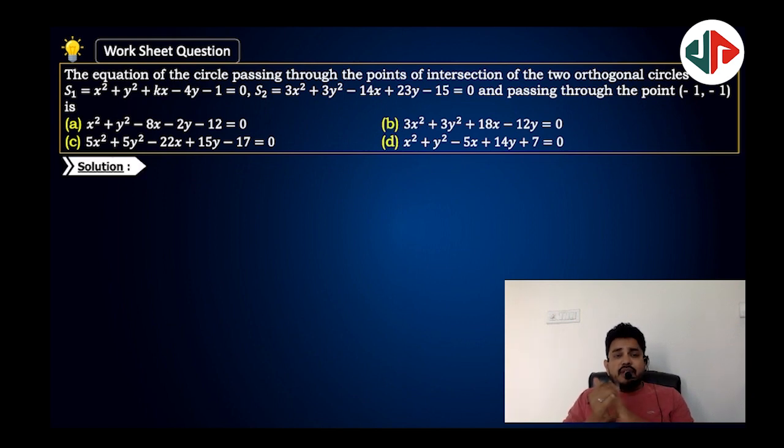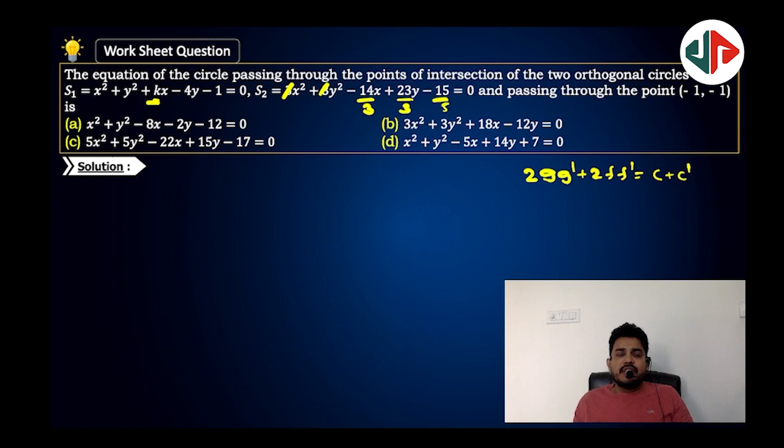The equation of the circle passing through the intersection of two orthogonal circles. These two circles are orthogonal, so that you will get the k value. What is the condition for orthogonality? 2gg dash plus 2ff dash is equal to c plus c dash. So 2gg dash, it is not in the standard form, so make it as standard form.